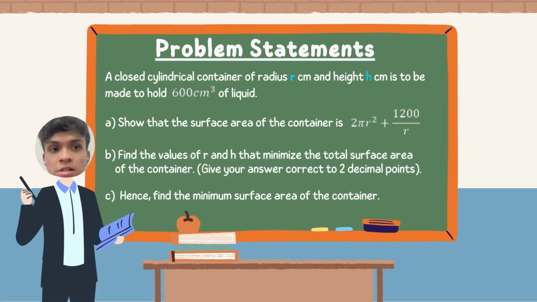A closed cylindrical container of radius r cm and height h cm is to be made to hold 600 cm³ of liquid. A. Show that the surface area of the container is 2πr² plus 1200 over r. B. Find the values of r and h that minimize the total surface area of the container. Answer in 2 decimal places. C. Hence, find the minimum surface area of the container. Now, Shahmizan will do question A and Iskandar will do question B.